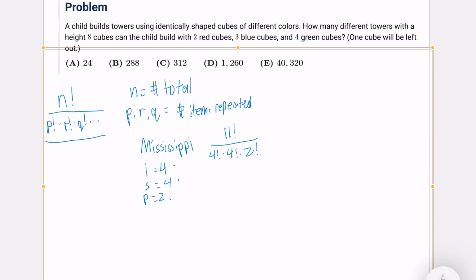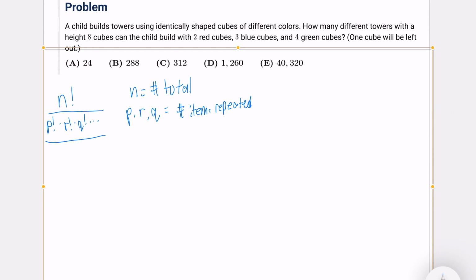And if you don't know what factorial is, it is the product of all positive integers less than or equal to the given positive integer. So for example, 4 factorial would equal 4 times 3 times 2 times 1. So just multiplying all the whole numbers from our chosen number down to 1. And now that we know what factorial is and how to use permutations with repetition, let's get started with the problem.